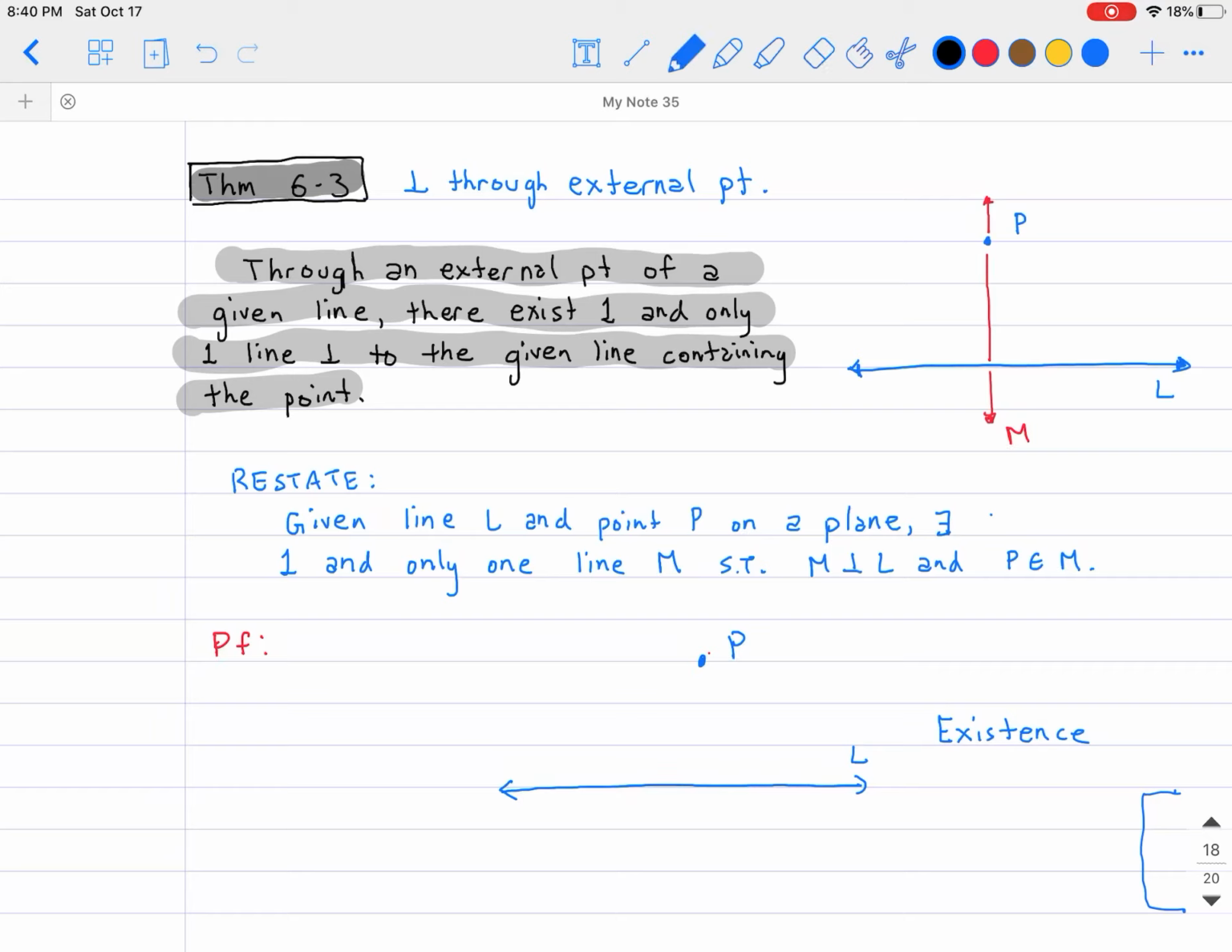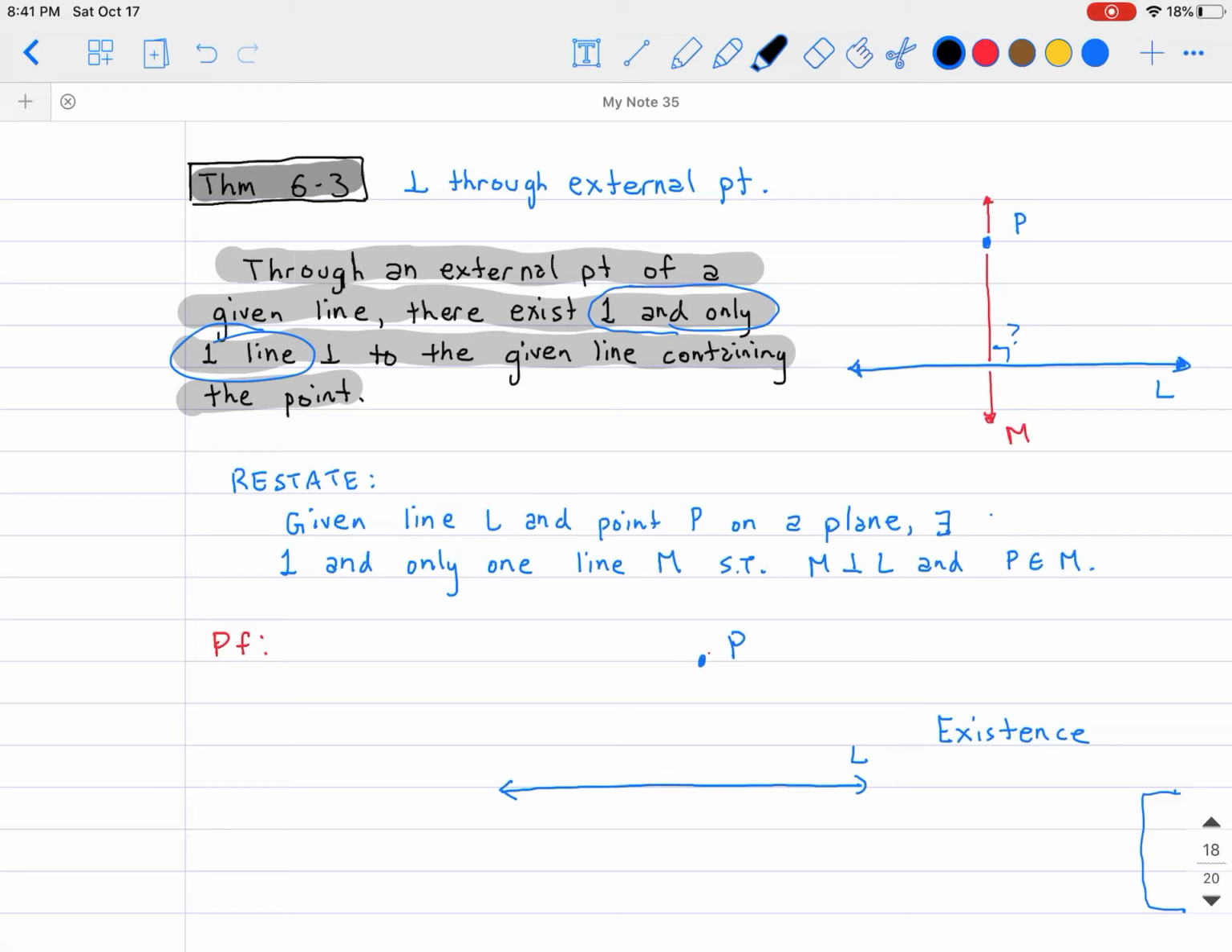So here in the picture, let me just erase this. Oh, I can't erase it. But you'll notice that you have, once again, line L. This time, point P is not going to be on line L, but it's going to be somewhere external out there. And this theorem says that now there's only going to be one line that is perpendicular to L containing P. Okay. Well, just like in Theorem 6-1, because of this one and only one right here, that means we have an existence and uniqueness proof, okay?